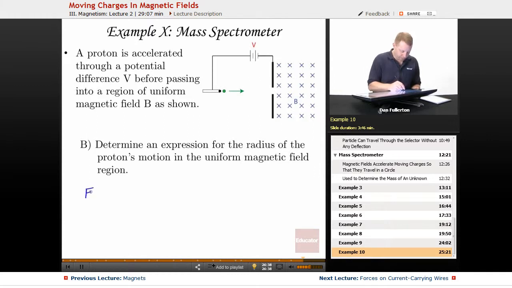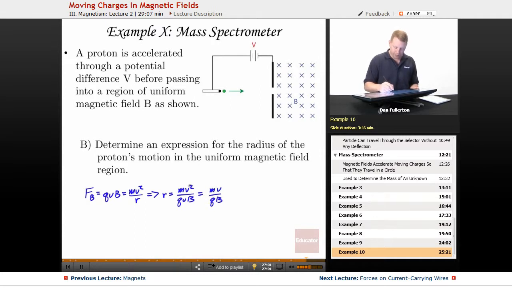All right, well, the magnetic force on it is QvB, and that has to equal mv squared over r because it's moving in a circular path, which implies that r is going to be equal to mv squared over qvB, which is equal to mv over qB when we cancel out one of those velocity factors. Radius in the uniform magnetic field, mv over qB.